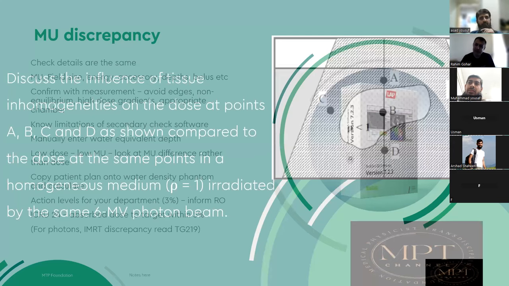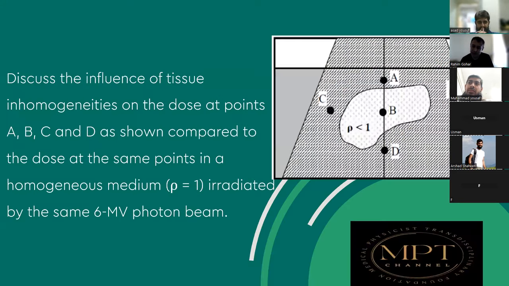All right, now it's a fundamental question. You have a phantom and you can see in between there is a material whose density is less than the surrounding density. And there are various points A, B, C, D. Can you discuss the influences of the tissue inhomogeneity, which is sitting in the middle? At the points A, B, C, and D, because of this inhomogeneity, what are the influences as compared to the doses at the same points in a homogeneous medium? If it was a homogeneous medium, and because you have introduced an inhomogeneity, what will be the influence on the doses at A, B, C, D with respect to the absence of inhomogeneity?